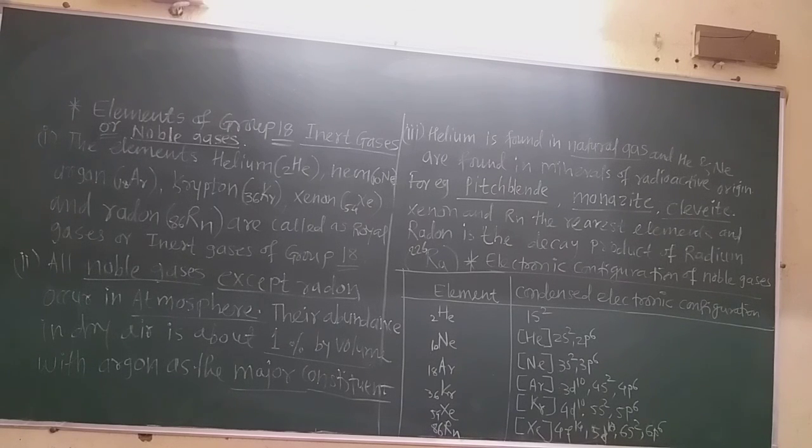Xenon and radon: Rn means radon and Ra means radium. Remember that. Radium is a naturally found radioactive substance having a very large mass number, about 226. And radon is the rarest element in all the 18th family elements. Radon and xenon are very rare. But radon is the decay product of radium.